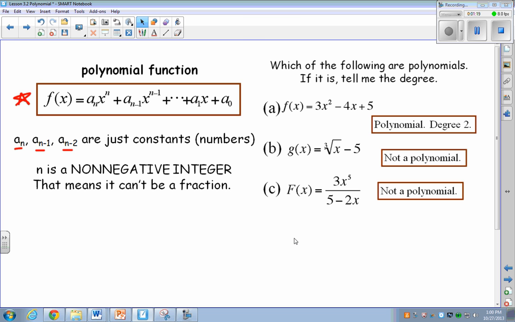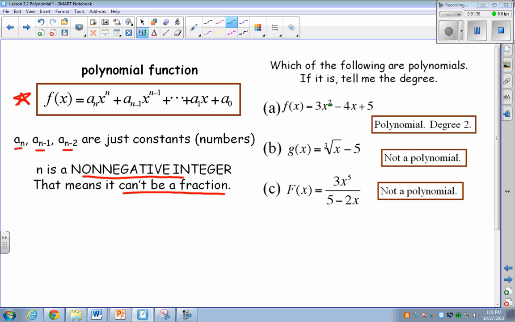Okay, things that a polynomial can't be: the exponent has to be a non-negative integer, and it can't be a fraction. So let's look at some examples and determine whether or not they're polynomials.